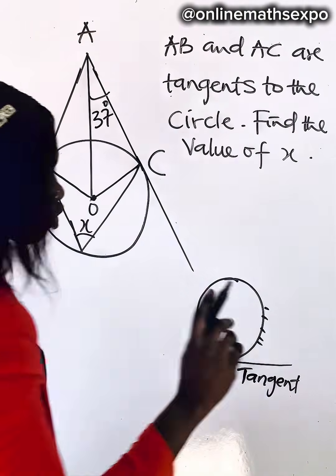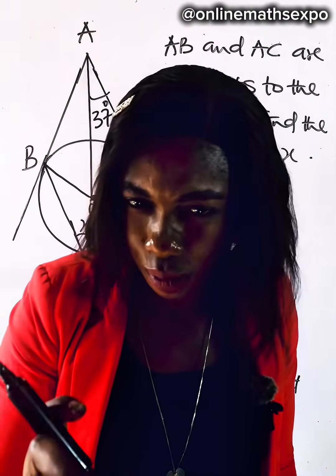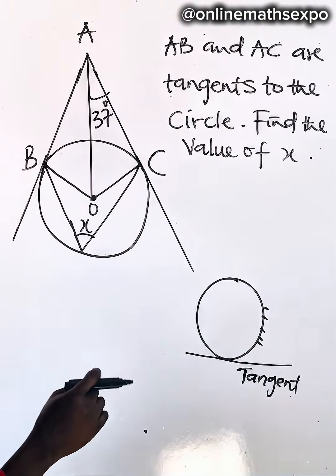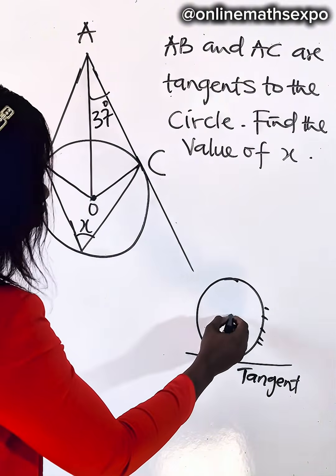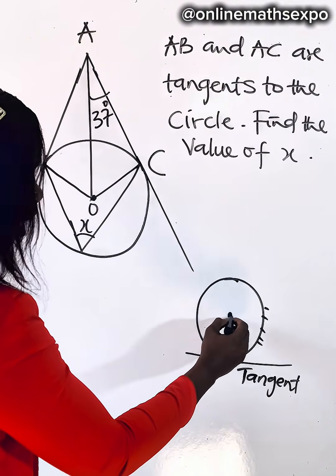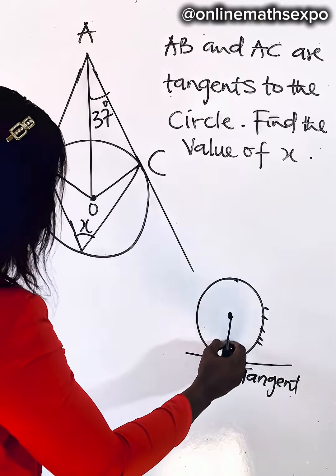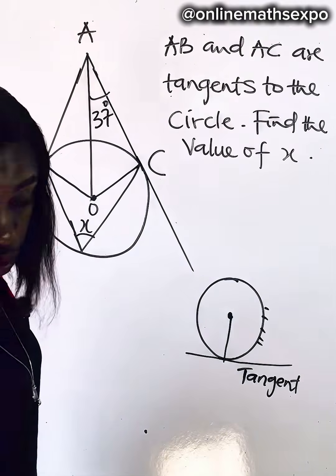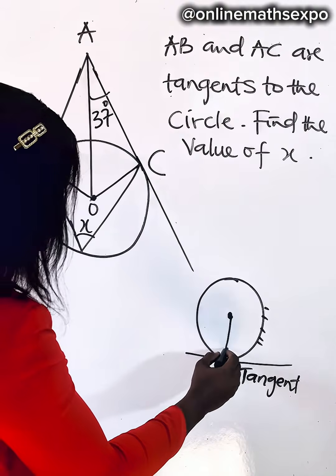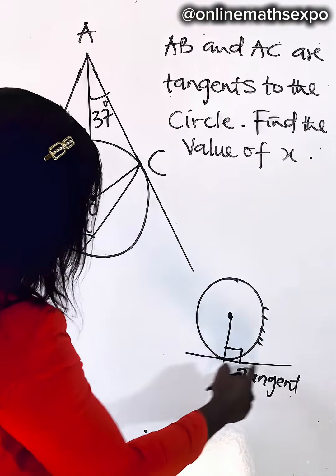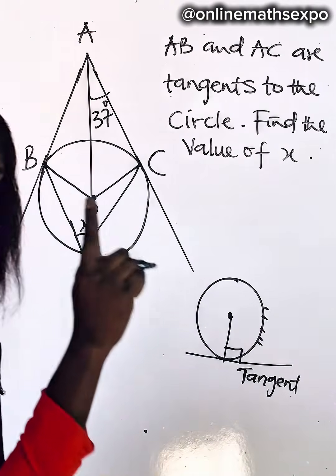And tangent reminds you of a lot of theorems. Let me remind you of some of them. If this is the center, a line from the center to the circumference is what we call the radius. If this line touches this tangent at a point, then it makes angle 90 with the tangent. That is one of the theorems.